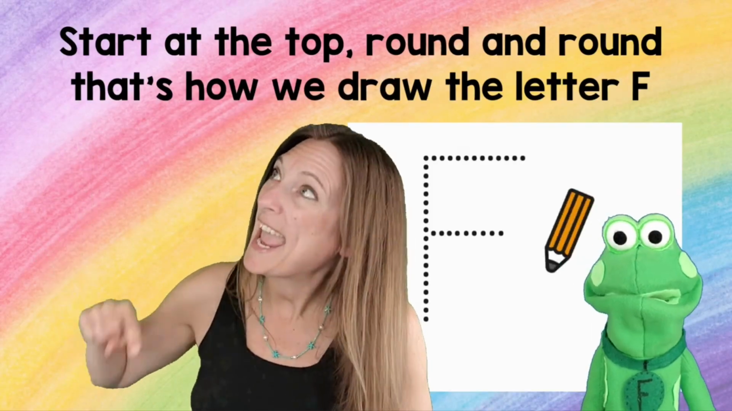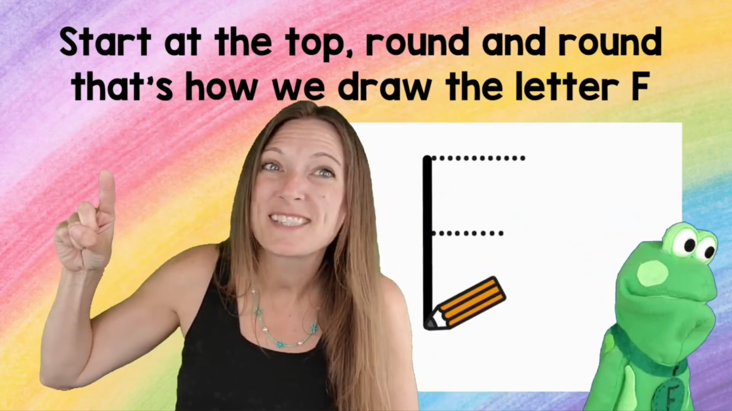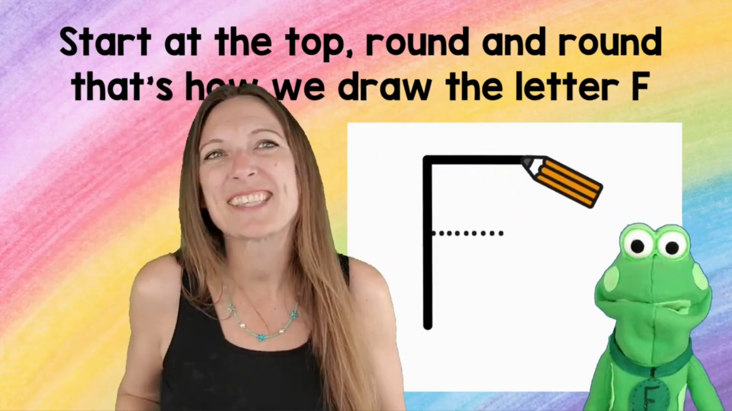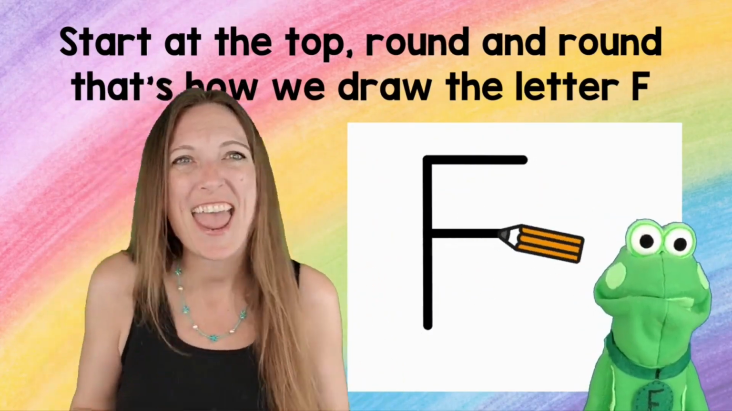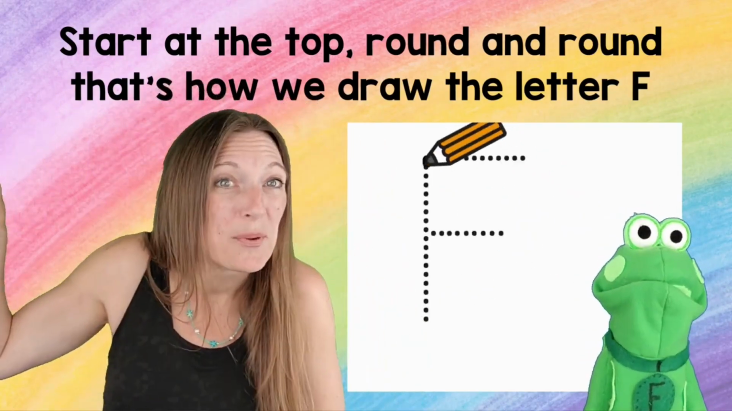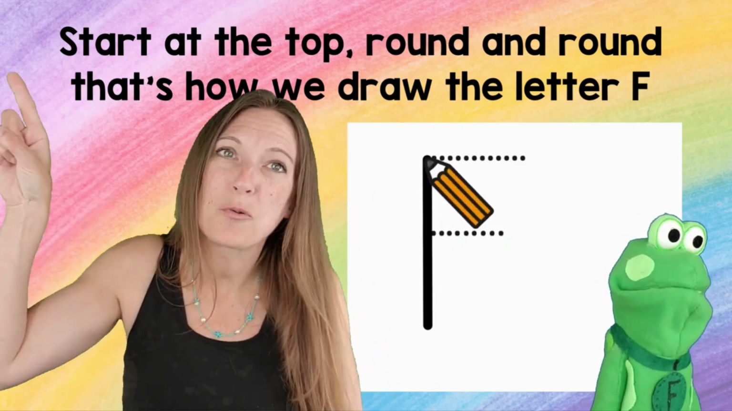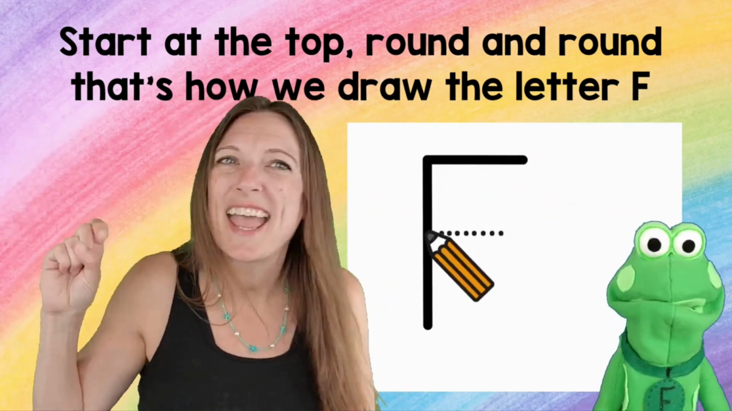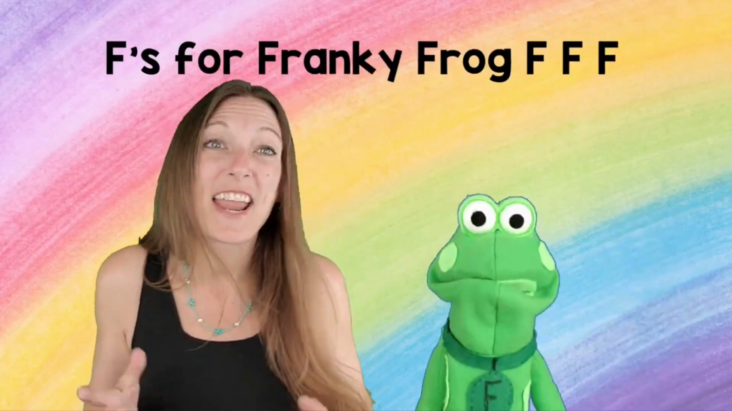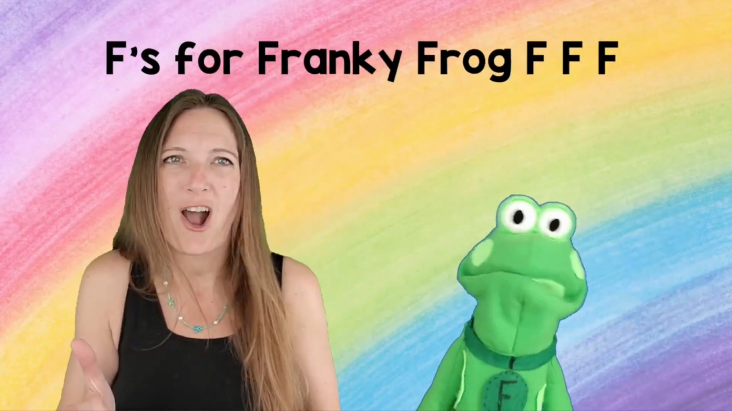Start at the top, go down and across the middle. That's how we draw the letter F. Start at the top, go down and across the middle. That's how we draw the letter F. F's for Frankie Frog, F, F, F.